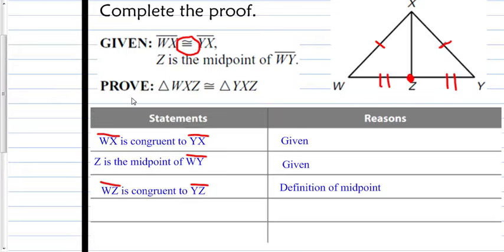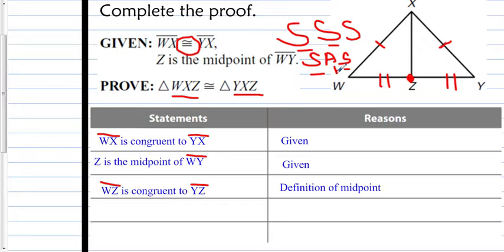Next, notice I'm trying to prove triangle WXZ congruent to YXZ. And I have a side and I have a side. So what else do I need? Well, we've learned side, side, side. So I either need another side or I need an angle in the middle. Okay, so I definitely have the two sides either here or here. So I either need this included angle or I need a third side.